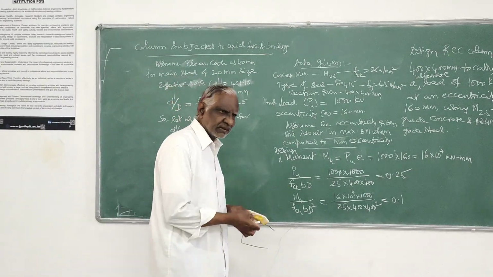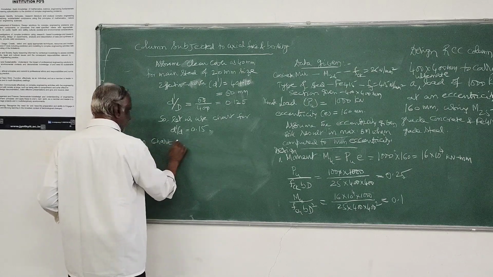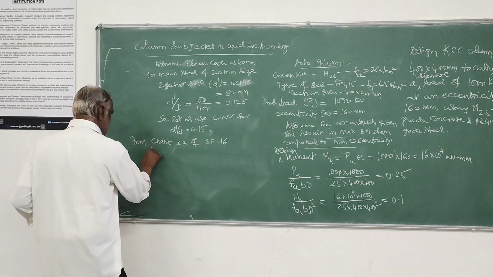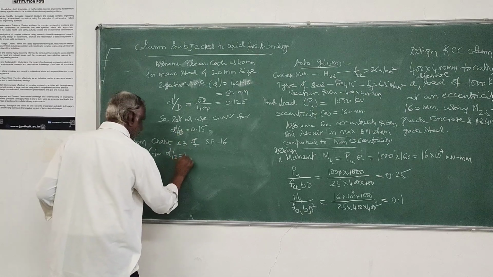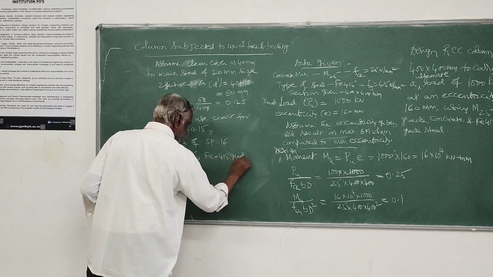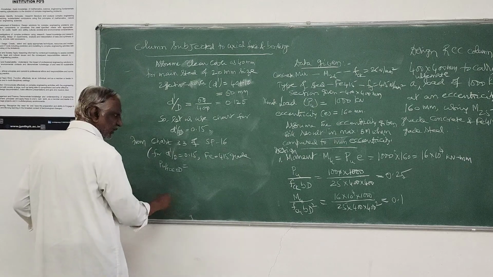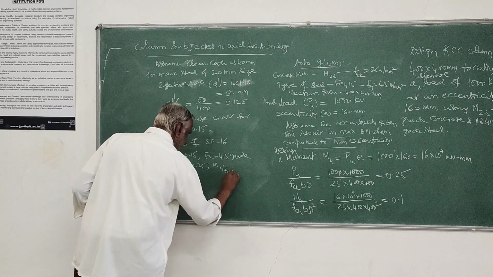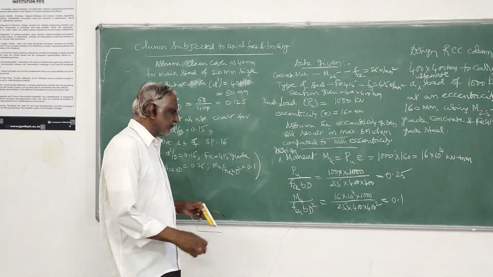Yes, chart 33, you can take it. For these values, from chart 33 of SP 16, that is for d dash by D, capital D, equals 0.15 and Fe 415 grade, and Pu by fck b D, which you have already calculated, 0.25, and Mu by fck b D square equals 0.1. For this, you can use it and move along.